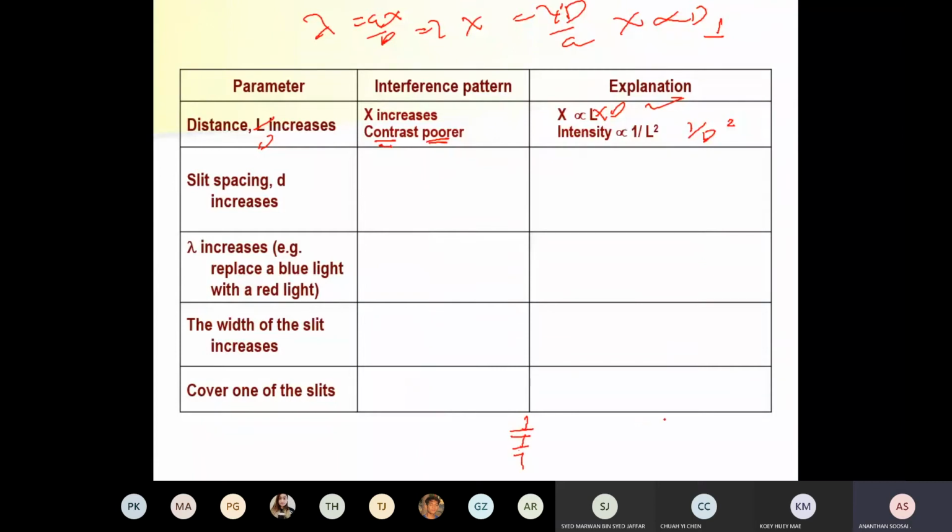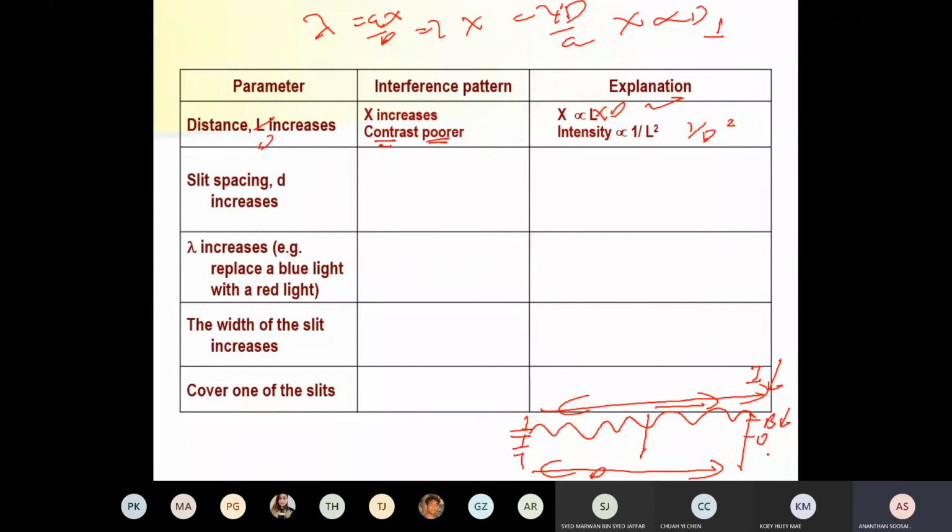And the screen distance was moved back, so the D gets longer. Imagine the wave has to travel a further, greater distance. So what happened to the intensity when you reach the screen? The intensity is going to drop. The brightness is going to drop. That means the bright spot becomes dimmer.